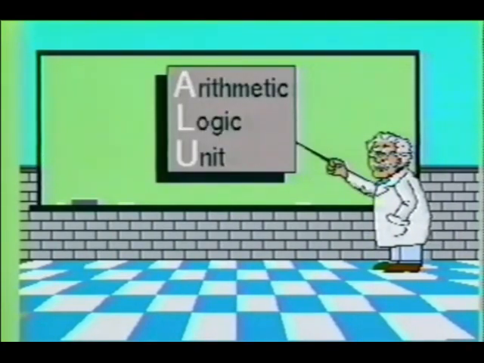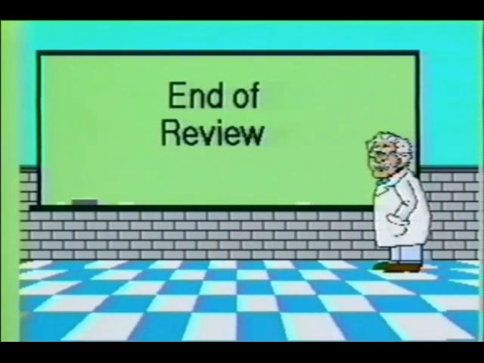Every microprocessor contains an ALU section where the arithmetic and logic operations take place. ALU stands for Arithmetic Logic Unit. This concludes our first review. Next, we will examine multiplexer and demultiplexer circuits to see how they work.